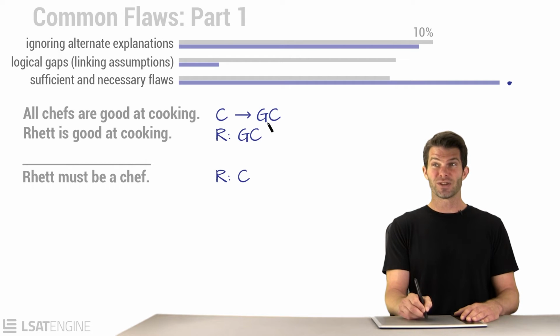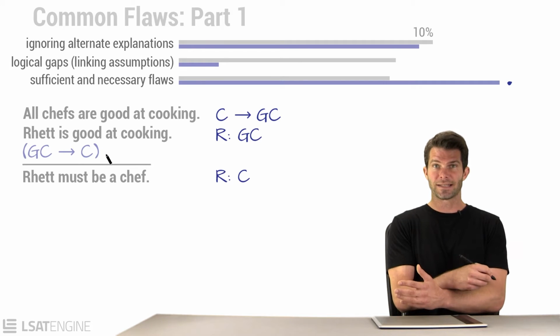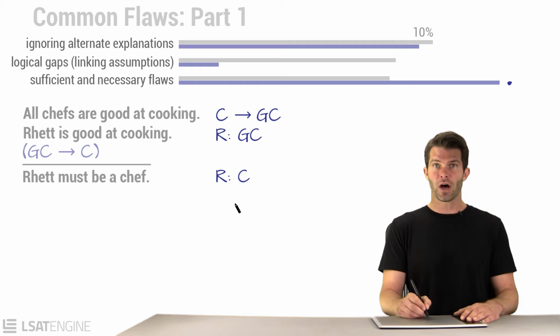But our necessary condition doesn't imply our sufficient condition. Being good at cooking doesn't guarantee that you're a chef, but this argument is acting as though it does. And so this argument has switched the sufficient and necessary conditions. That's the fallacy of the converse. The fallacy of the inverse is similar but different.